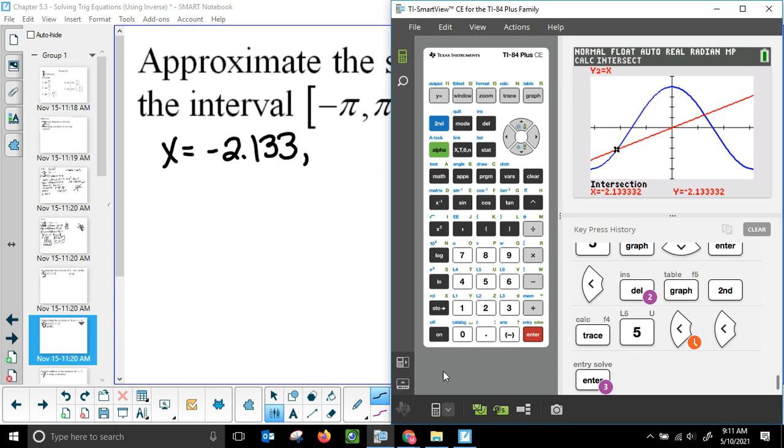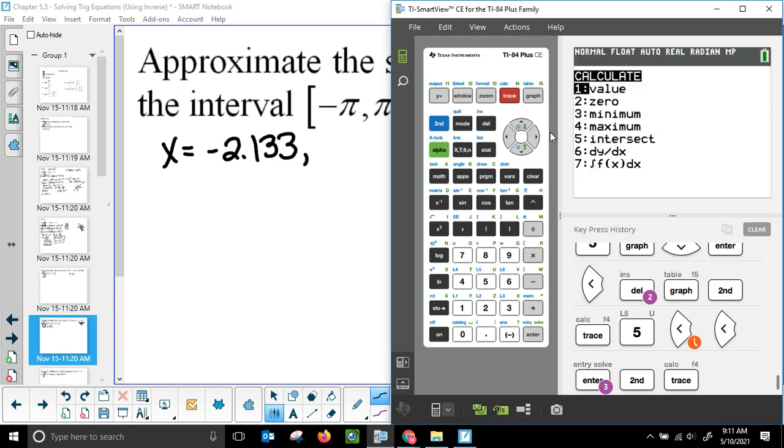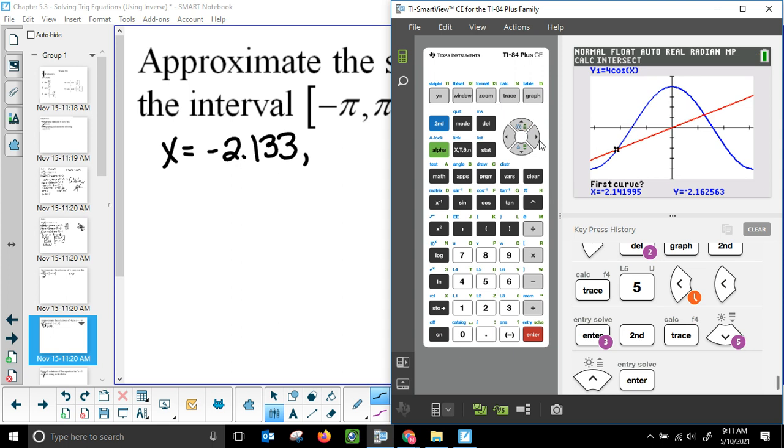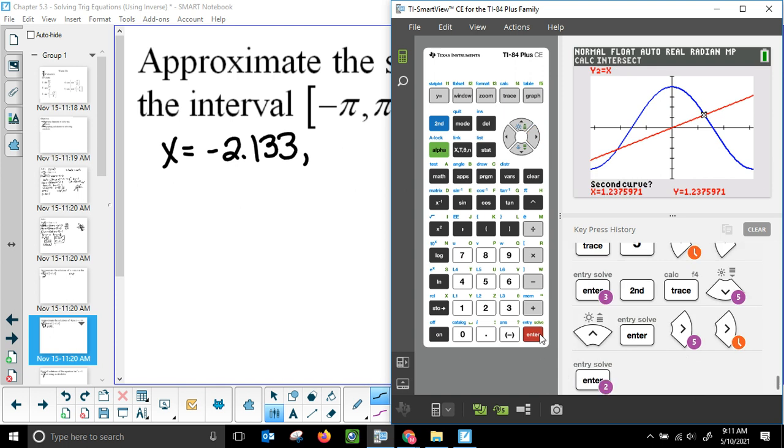Second trace. All right, so then for the second trace, we go down to intersect again. Go down to intersect. Then we use our arrows to get our cursor over to the second point of intersection. Hit enter 3 times.